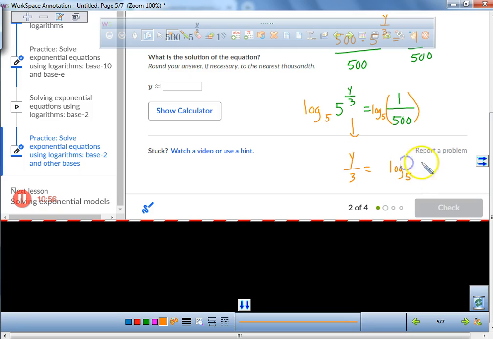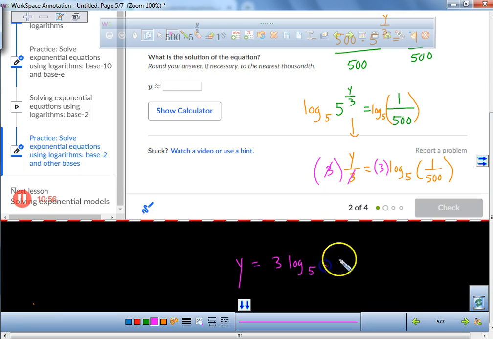log base 5 over 500. Now, if that's being divided by 3, what do I have to multiply both sides by? I've got to multiply both sides by 3, because these will cancel out. Whatever I do to one side, I've got to do to the other. So my final answer is y equals 3 log base 5 of 1 over 500.